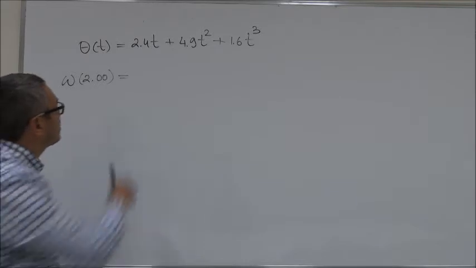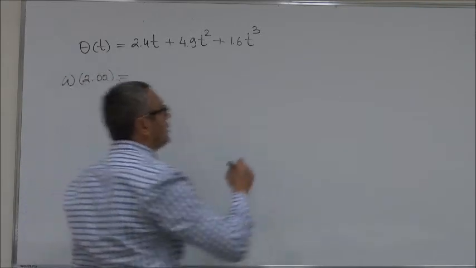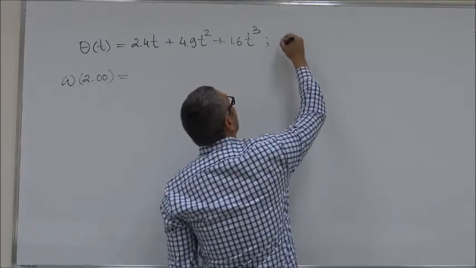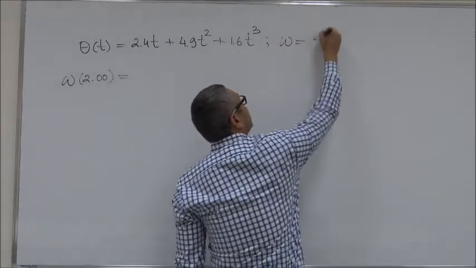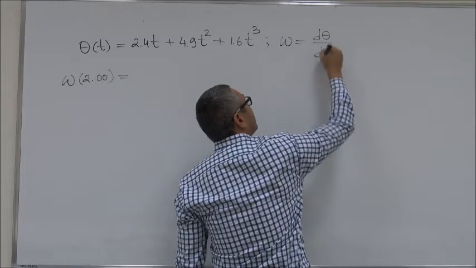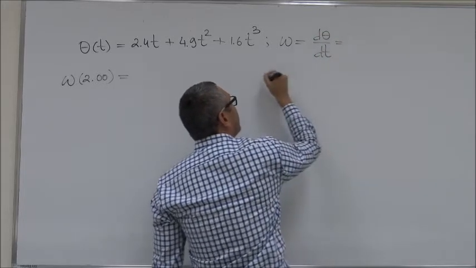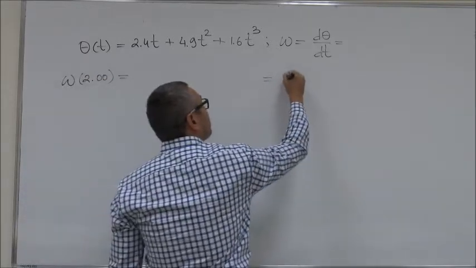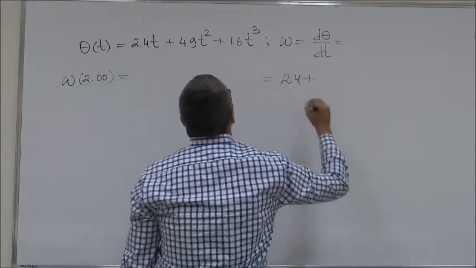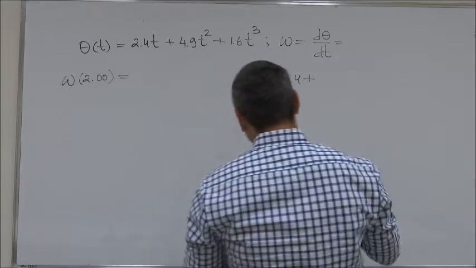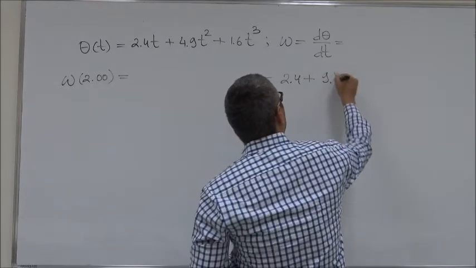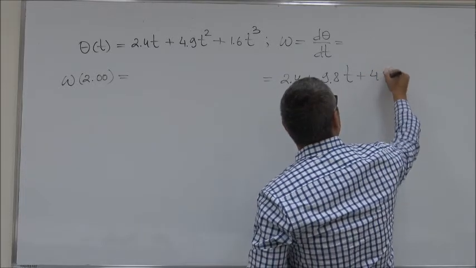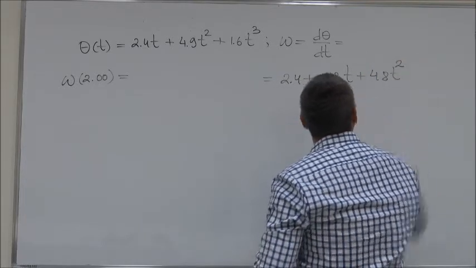So how does angular speed relate to the angular position? Well, just as we did for the linear speed, we can say that omega is equal to the time derivative of theta, d theta dt. So if we take the first derivative of this, what do we get? We get 2.4 plus 9.8 t plus 4.8 t squared.